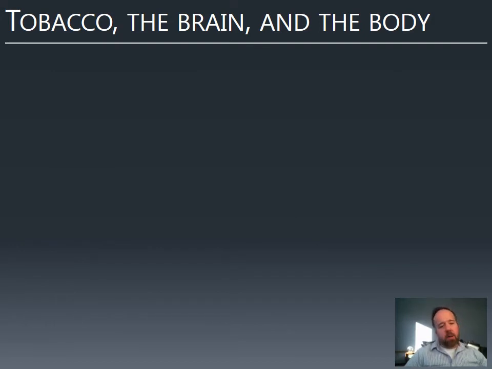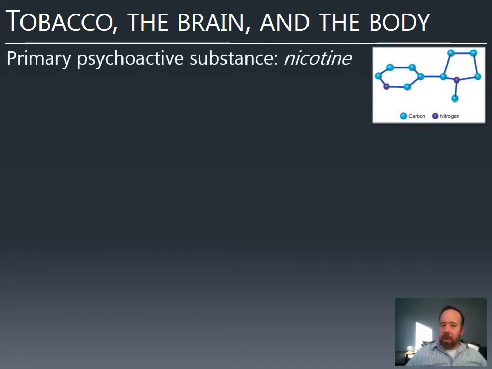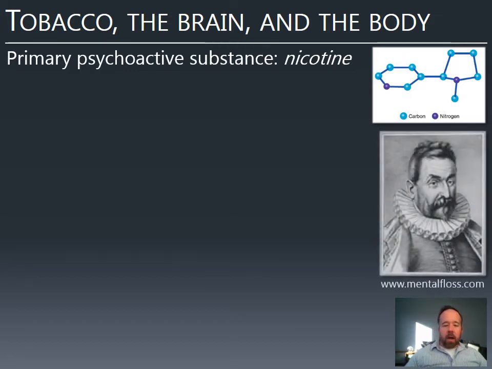But the question is, how does tobacco get into the body, and how does nicotine have its effects once it's in the bloodstream? We've already mentioned this, and most of us already know, that the primary psychoactive substance in tobacco is nicotine, which is this molecule shown here on the right. It's named after Jean Nicot, who was a Frenchman. As you can see, the genus for tobacco, Nicotiana, is also named after him. These are all derived from his name.